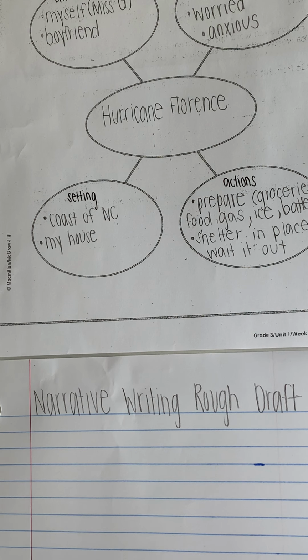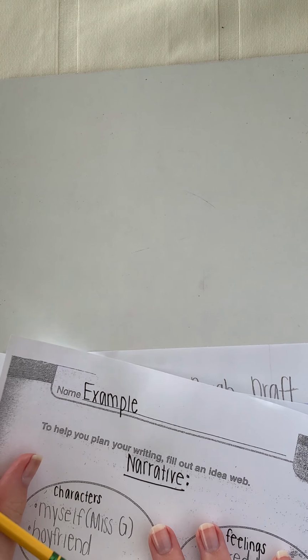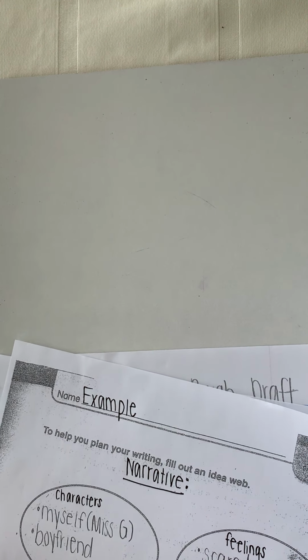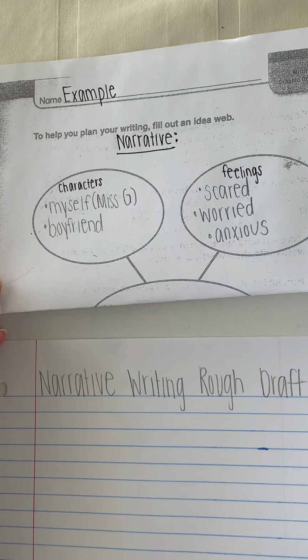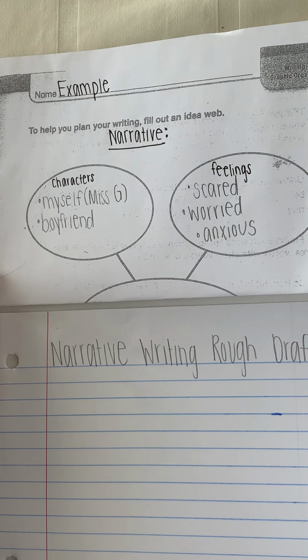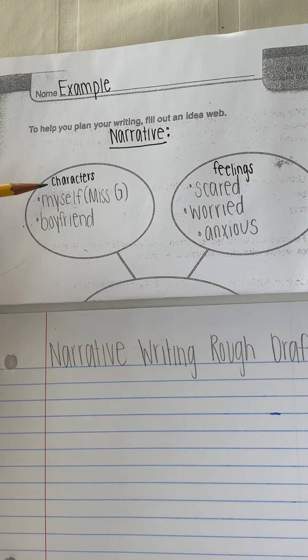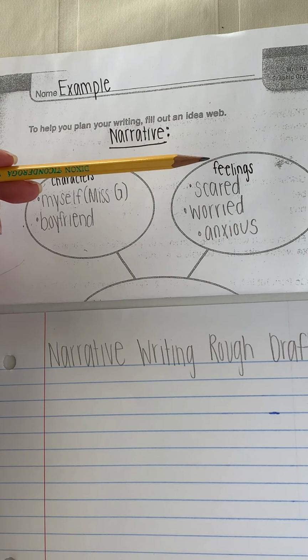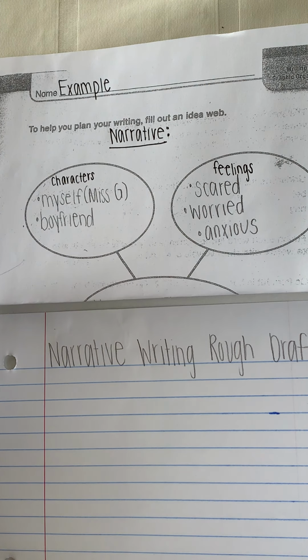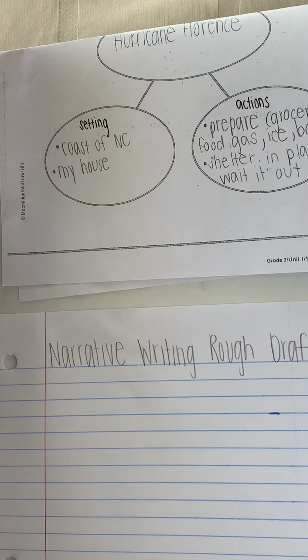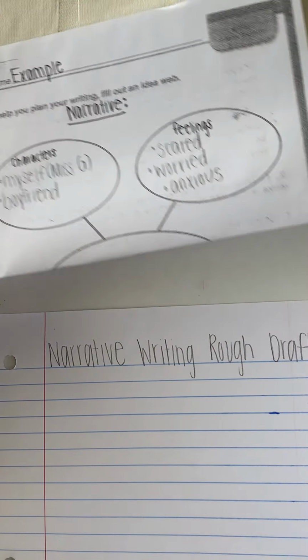In the beginning of narrative writing, the writers introduce the characters and the feelings. I am going to fold this piece of paper so that everyone can see. I am going to start my narrative writing by introducing the characters and then introduce the setting as well. The setting is on the other side of the paper. Characters and setting first.